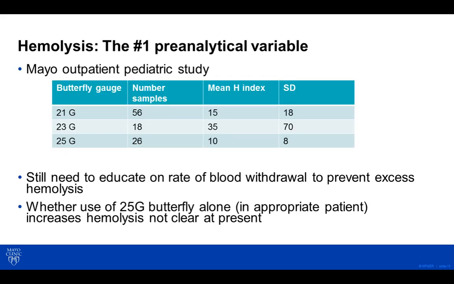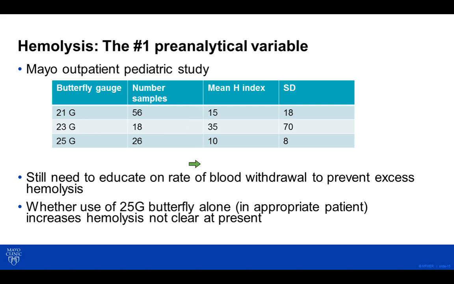And so here's some data we looked at, a pediatric study. Here it gives you 21, 23, and 25 gauge butterfly needles, and you can see the number of samples is relatively small, 56, 18, 26. But if you look at the mean hemolysis index, it actually went up from 21 to 23, but then back down again at 25. So if you look at 25, the mean amount of free hemoglobin in a 25 gauge was the same as a 21 gauge.